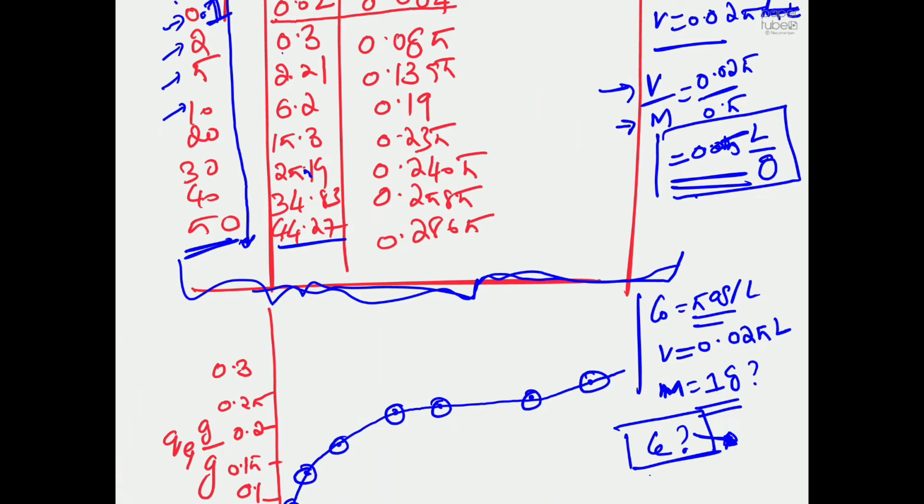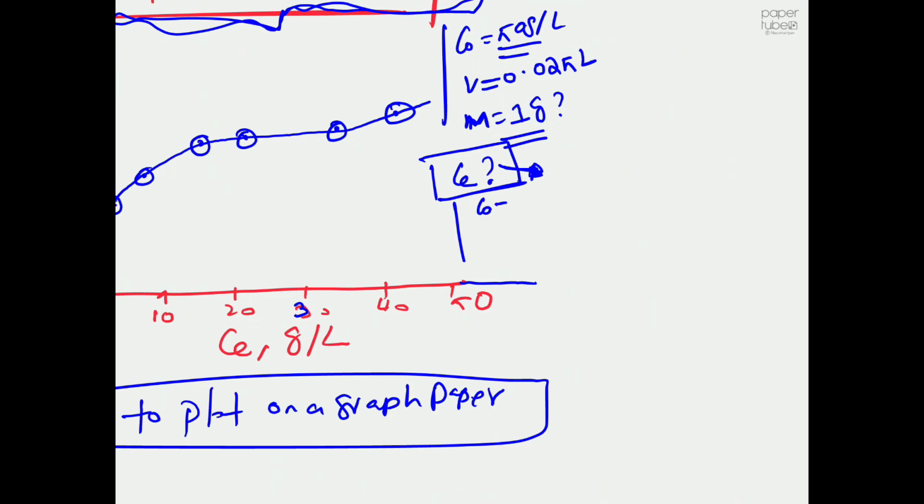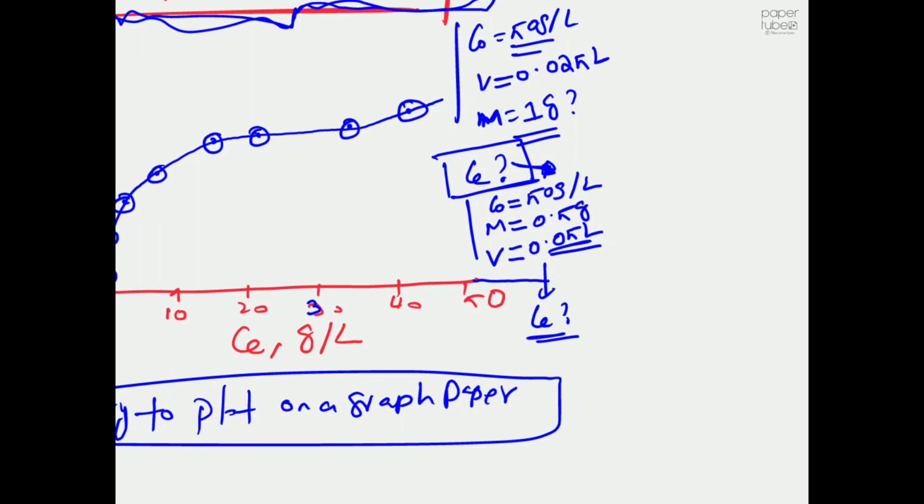Or just imagine you do another experiment, say you start with the initial concentration of 50 grams per liter, and let's fix the mass. Say we are using 0.5 gram of adsorbent, but this time we are using a volume of 0.05 liter, so something like 50 ml of your solution. So in this type of experiment, what will be your CE value?